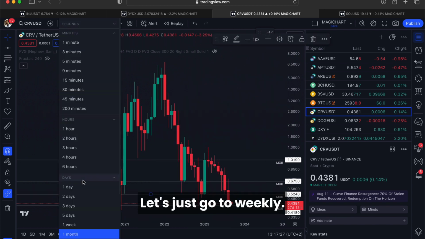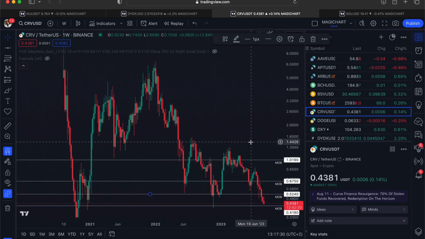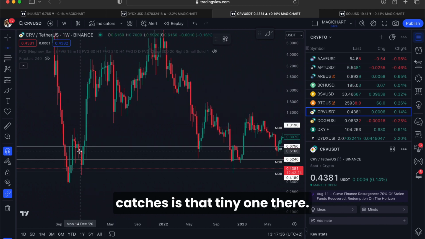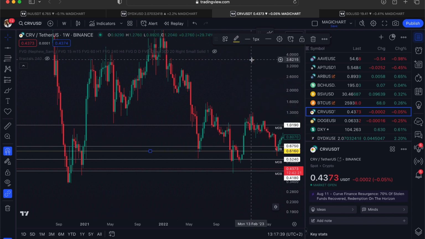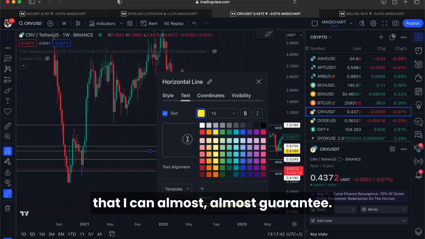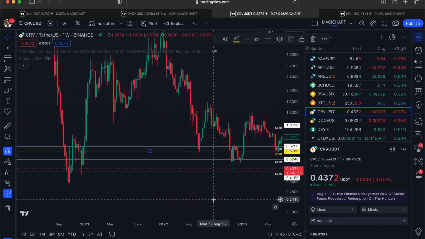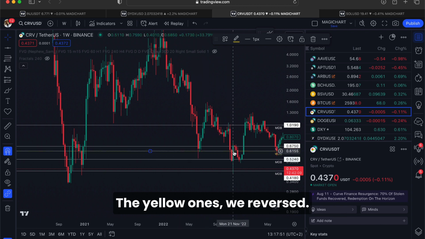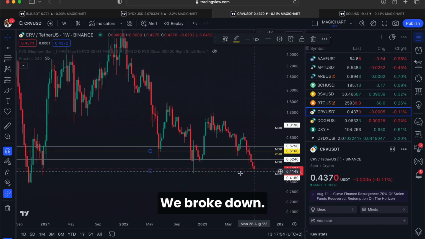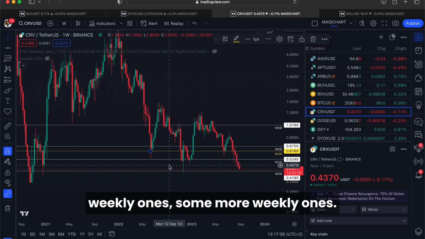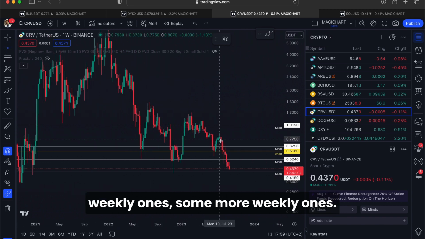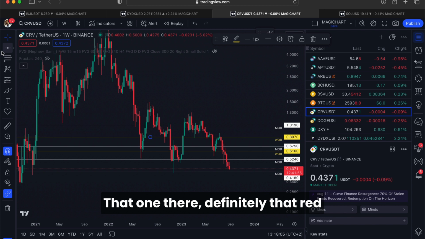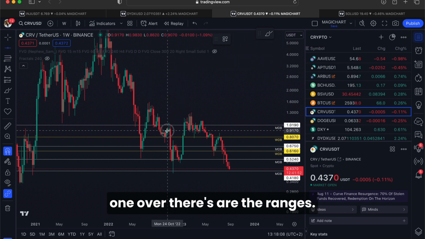Okay, let's just go to a weekly. Very first thing my eye catches is that tiny one there. That's going to be a good one when we get to that level. That I can almost guarantee. Now you can see in the past what happened around those levels, the yellow ones. We reversed. We couldn't get through that. We reversed. We broke down. So that's going to be the weekly ones. Some more weekly ones. That one there, definitely. That red one over there.